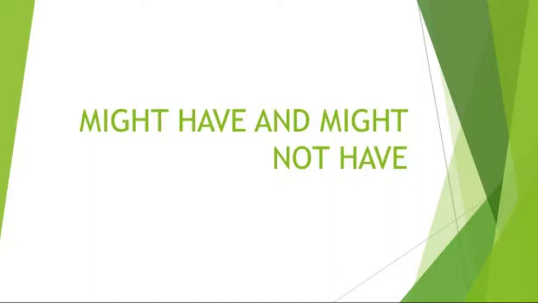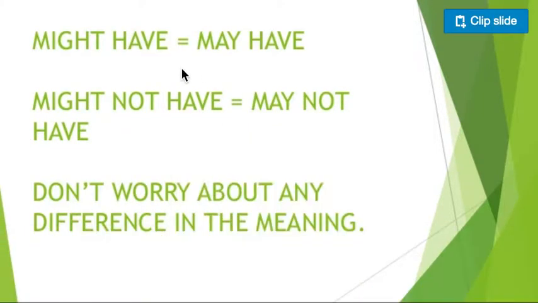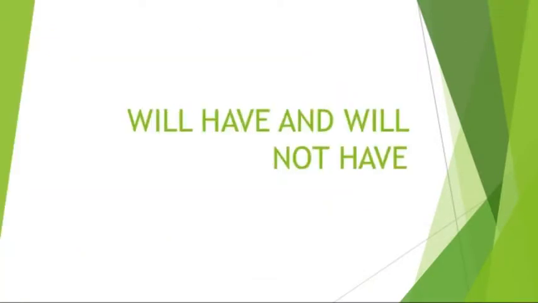Next is might have and might not have. Might have means may have, and might not have means may not have. So don't worry about the difference in the meaning. They are both the same, so they can be used interchangeably. Both of them can be used to refer to the same situation. Will have and will not have.